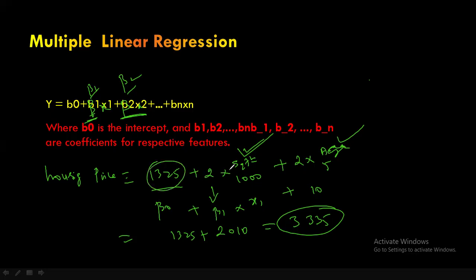Okay, this is your intercept, and this is your slope one. This is your slope two, beta naught, and sorry, beta one and beta two. Beta one is your slope one, and beta two is your slope two.